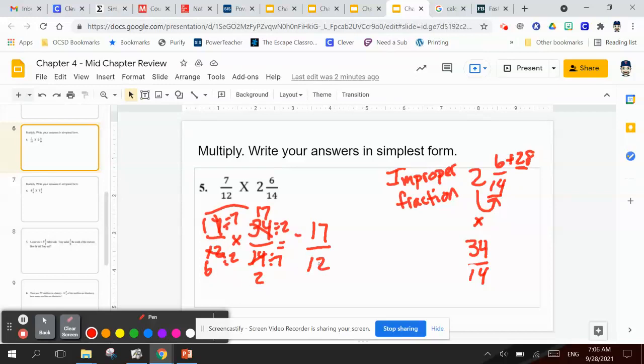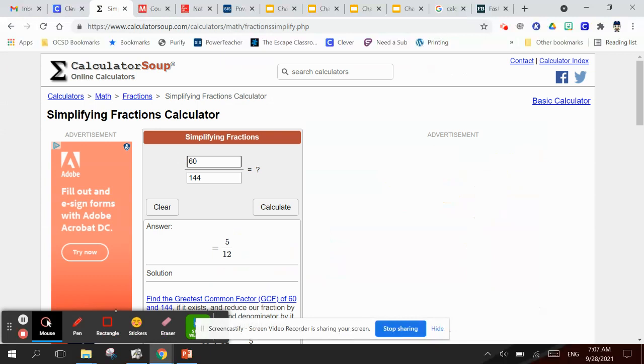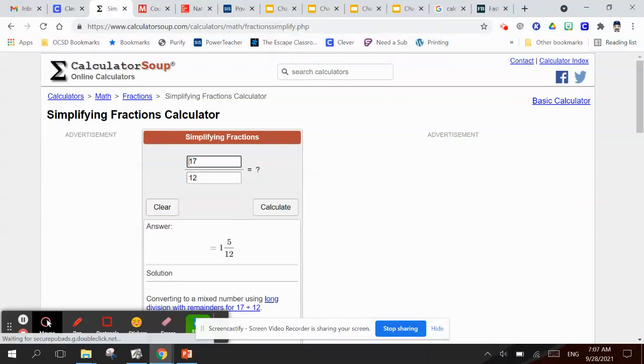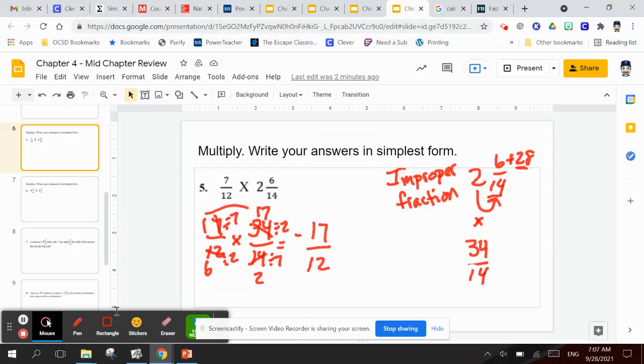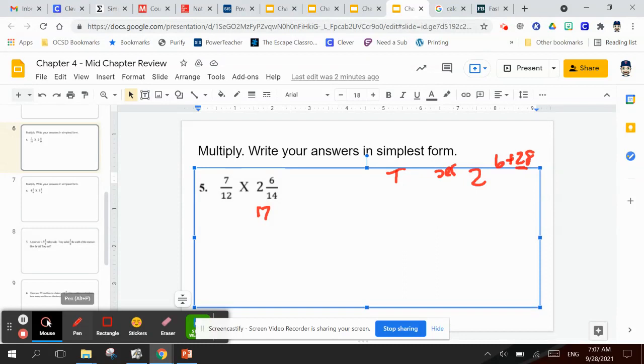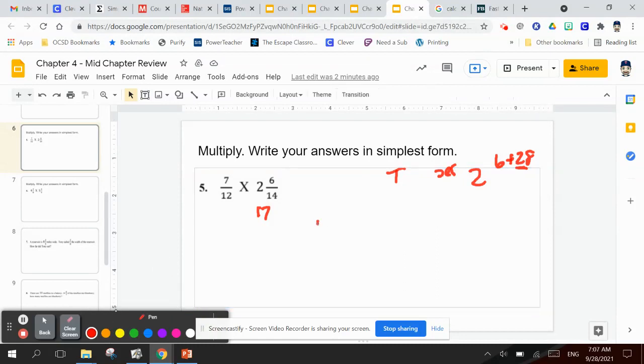So here I have that improper fraction. So I would take that to my simplifying fractions and have 17 over 12. Calculate, and you should get 1 and 5/12. And there's our answer right there. Sorry. 1 and 5/12.